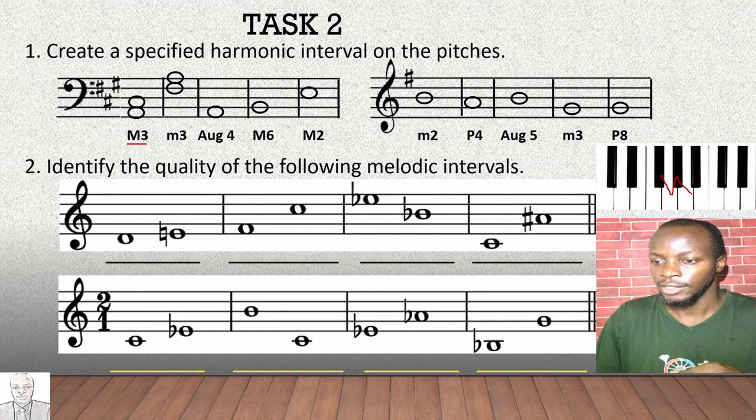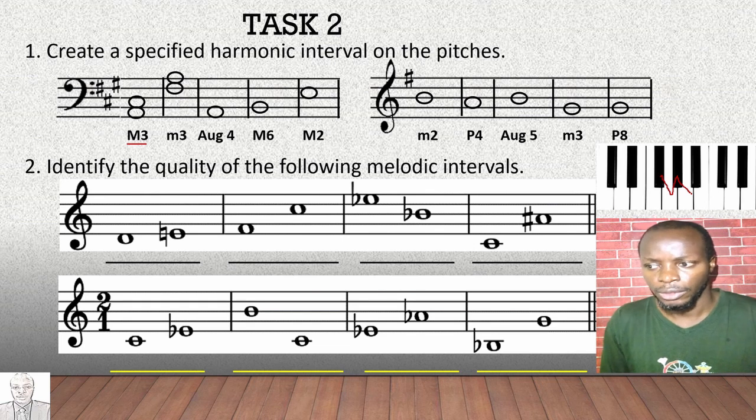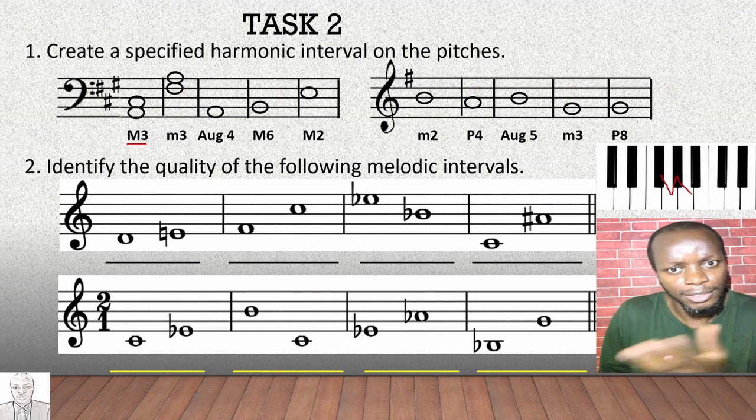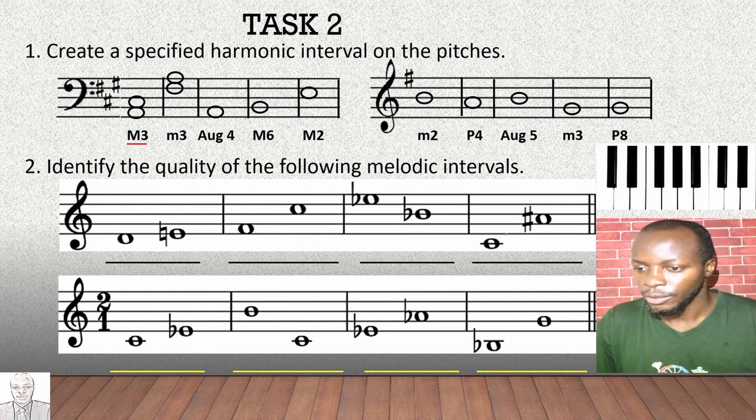Remember, it says create the interval on it, that's above it, not under it. The instruction is specific, right? Now augmented fourth. Again, ask yourself, how many semitones do you have in augmented fourth? That's a tritone, right? And a tritone has 6 semitones, or a combination of 3 tones, which is 6 semitones. So you want to build an augmented fourth on A, right?